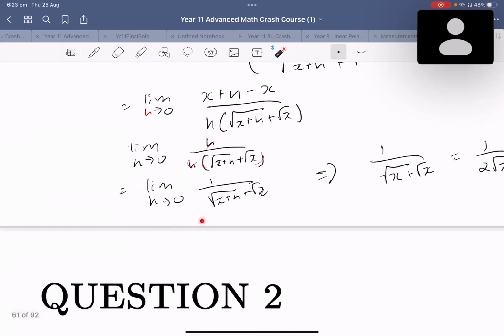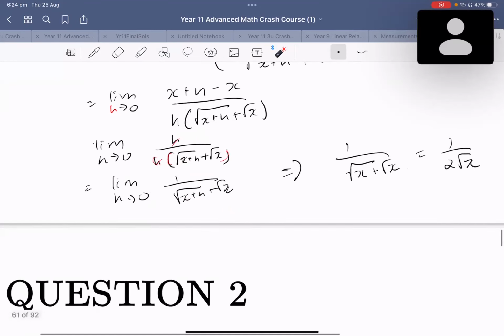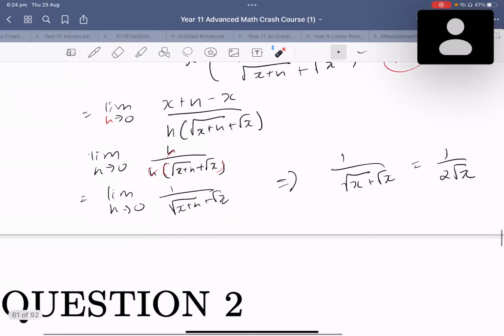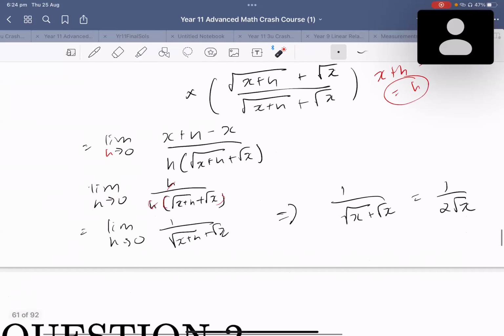Now that leaves us with the limit as h tends to 0 of 1 over root x plus h plus root x. Now we can sub in h as 0 because we don't have a problem here. If we sub in h as 0, it's not guaranteed that the denominator will be 0. We just get rid of this h term, which is the final step of differentiating from first principles. So now we can sub in h as 0, which obtains 1 on square root of x plus square root of x, which is equal to 1 on 2 root x.